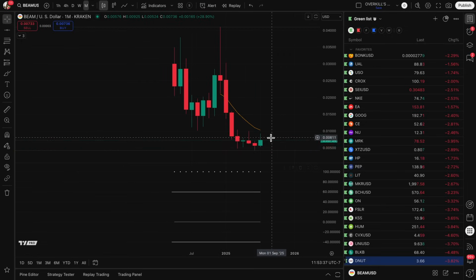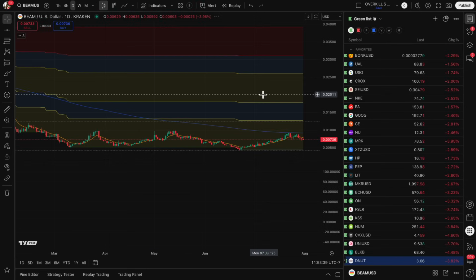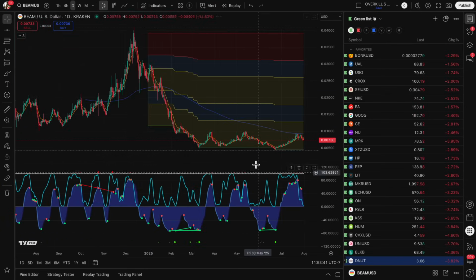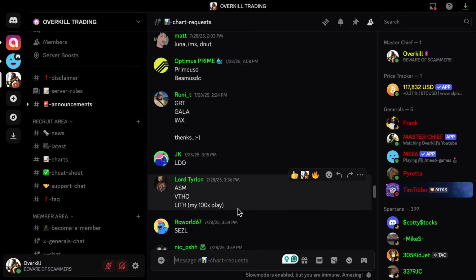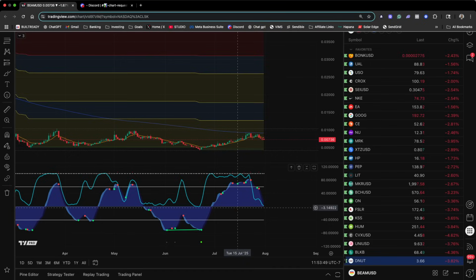Beam, no data yet, but it does have a green candle. You could anticipate that one. Pretty ugly chart there, but if alts are going to rip, they're all going to rise. So up here between 3 and 4 cents is where I'd be targeting on Beam.